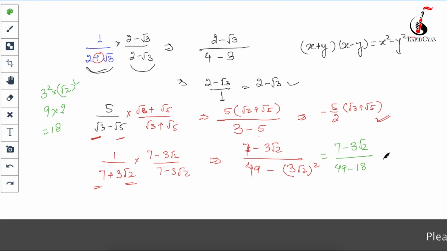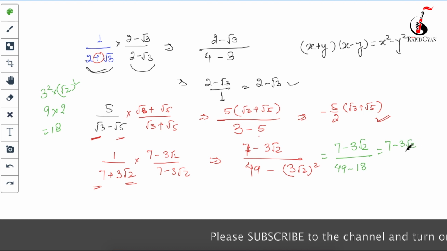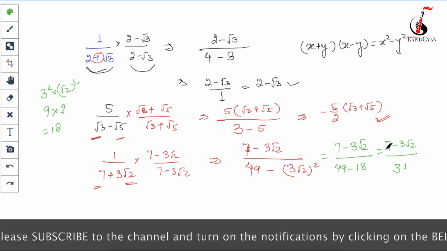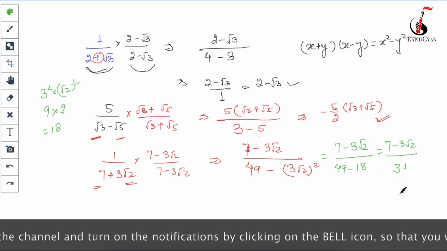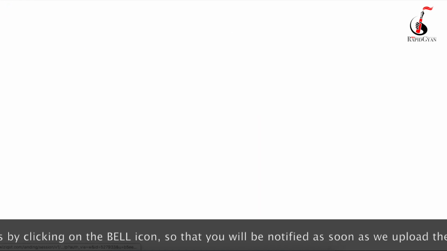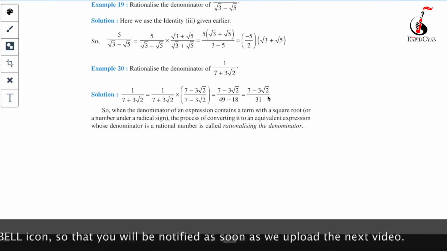So 49 minus 18 will give you 31. So 7 minus 3 root 2 upon 31. If there is anything you can take common, no, so that's my answer. Okay, check here. See, that's your answer.